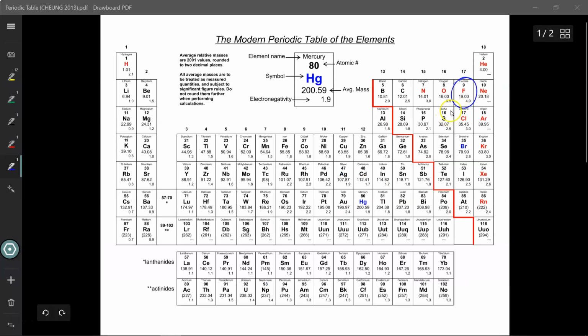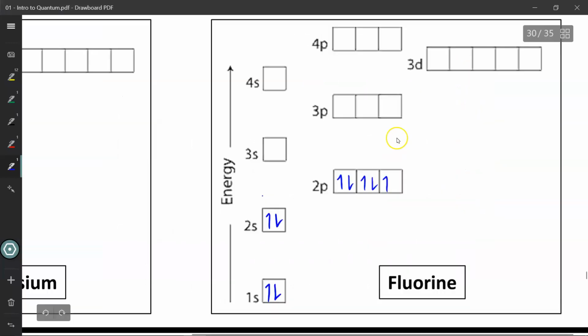So let's double check to make sure what we drew is correct. Fluorine is a group 17 element. It's a halogen. Halogens have 7 valence electrons. Going over here, we see the outermost valence shell for fluorine contains 2, 4, 6, and 7 electrons.